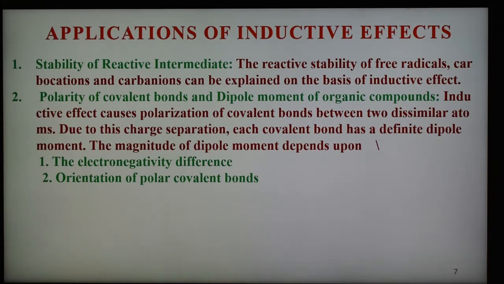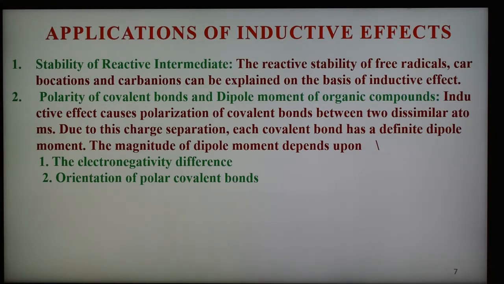The magnitude of this dipole moment depends upon two factors. One is the electronegativity difference, second is the orientation of the polar covalent bond. The first part is very important: the greater the electronegativity difference between the two atoms forming the covalent bond, the more polar is the covalent bond, hence the greater is the dipole moment of the organic compound. For this case we can take one example, that the dipole moment of compounds increases as the electronegativity difference between the carbon and heteroatom increases.